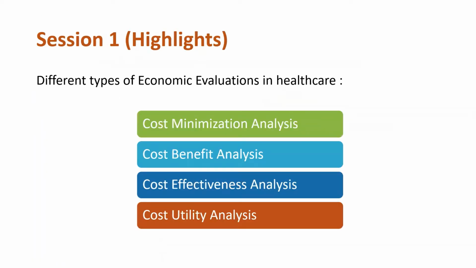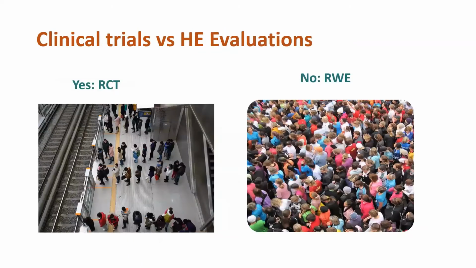And we looked at the different types of economic evaluations in healthcare: cost minimization, cost benefit, cost effectiveness, and cost utility analysis. Next, please. We talked also about the differences between RCTs and data that comes from the real world, and how we can use the economic evidence to complement or to complete the limitations of RCTs.